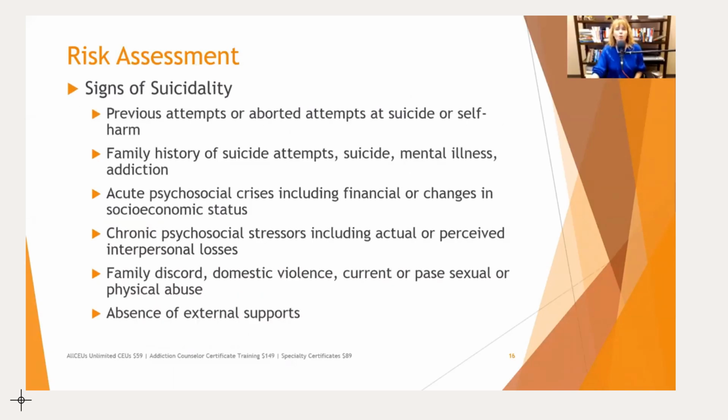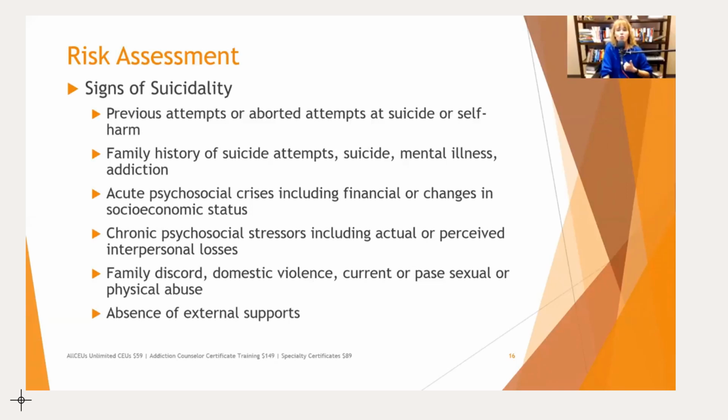Previous attempts or aborted attempts at suicide or self-harm are also another risk factor, as is a family history of suicide attempts, suicide, mental illness, and addiction. If there's a family history of mental illness and addiction, it indicates that the family unit may not have the skills and tools to cope. So if the parents couldn't teach it to the children, because they didn't have it, then the children may not have skills and tools to cope. So they may be at higher risk.